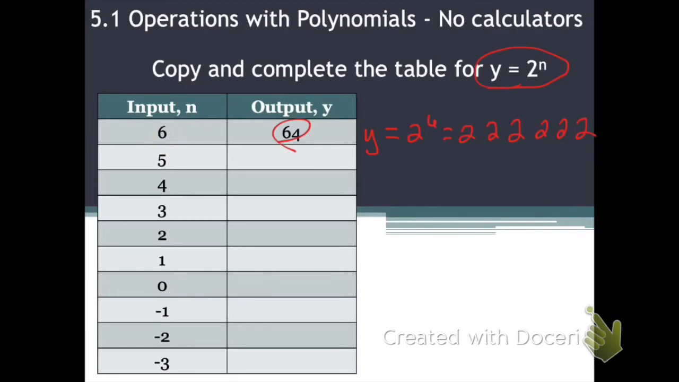Okay? The next one is going to be y equals 2 to the 5th power. So that's going to be 2 times 2 times 2 times 2 times 2.